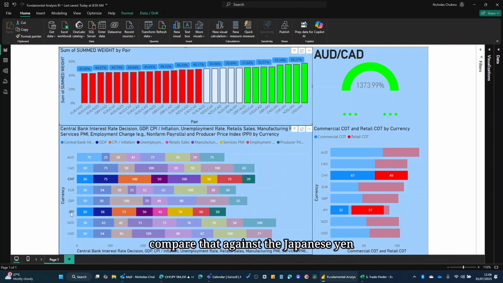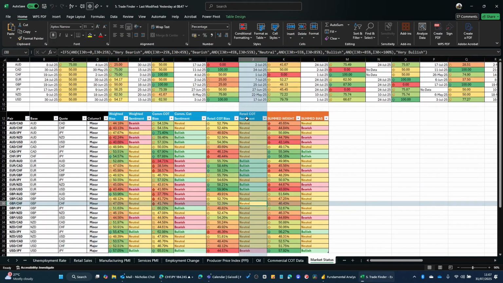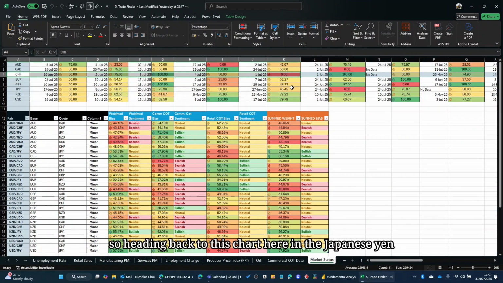Compare that against the Japanese yen, where I do not have any information regarding their manufacturing PMI, meaning it is 0 on my stance, and then on their service PMI, they are quite good. Let's see if we do not have any news at all. Manufacturing PMI. So heading back to this chart here, the Japanese yen.